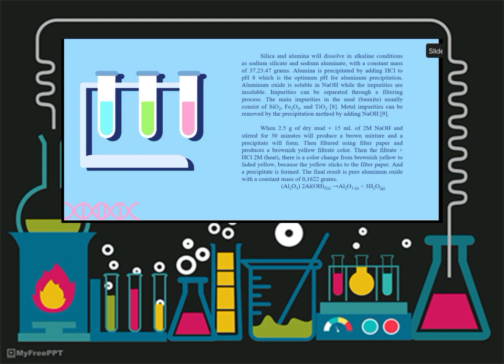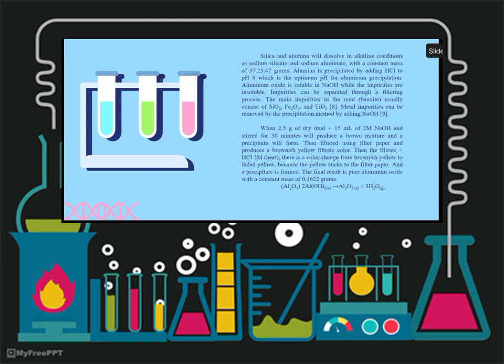23.47 grams. Alumina is precipitated by adding HCl to pH 8, which is the optimum pH for aluminum precipitation. Aluminum oxide is soluble in NaOH while the impurities are insoluble. Impurities can be separated through a filtering process. The main impurities in the mud or bauxite usually consist of SiO2, Fe2O3, and TiO2. Metal impurities can be removed by the preparation method by adding NaOH.